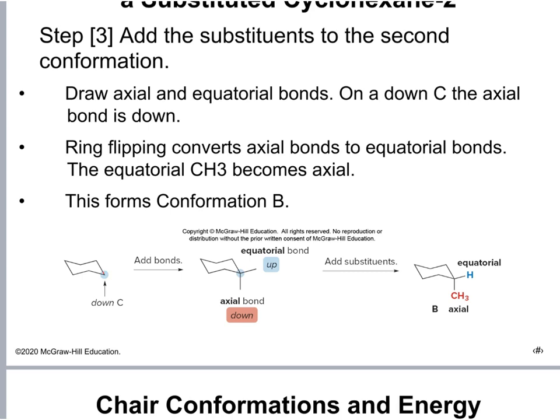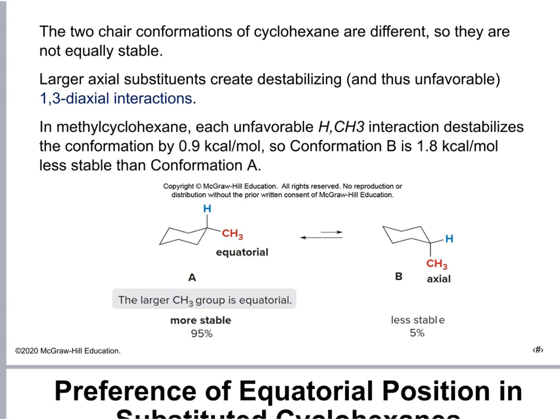And they're showing you that you got the down and the up, and when you do the flip, the axial becomes equatorial, equatorial becomes axial, but up stays up and down stays down. And so this is equatorial down. And then when you ring flip this carbon, it becomes axial, but down stays down. Now, see the equilibrium arrows? Why is this 95% more stable?